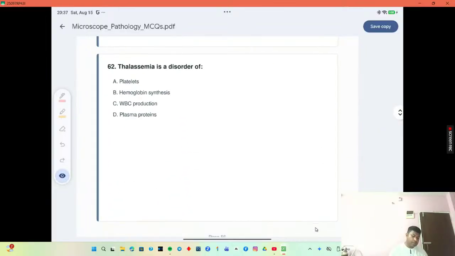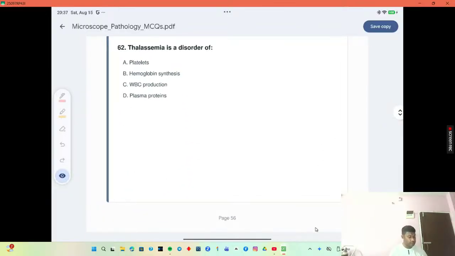So here the next question is, thalassemia is caused by. What is the cause of thalassemia? Thalassemia is caused due to defective hemoglobin synthesis. So what is the main cause of thalassemia? It is hemoglobin synthesis. Okay.